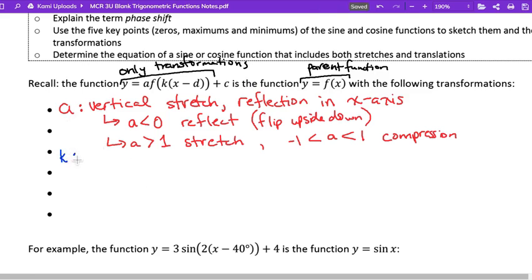What's up? So we flip only when a is less than 0? Yes, if it's negative, you flip. But if it's 2, it will stay like 2 again. That's right, that will just be a stretch. All right, k, that was the new one for this year.